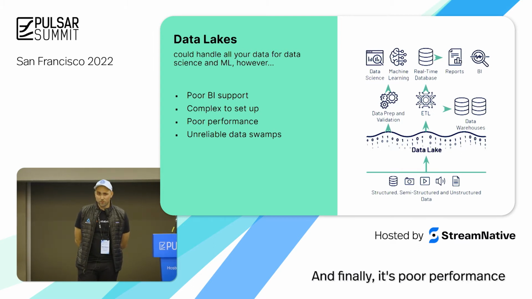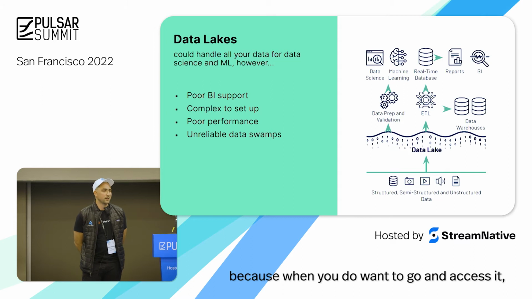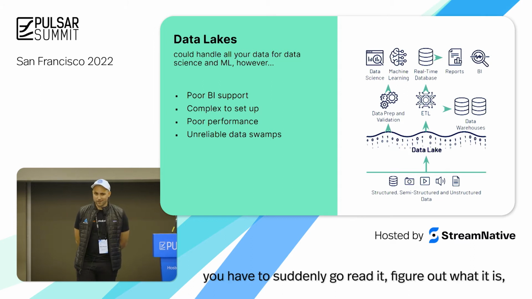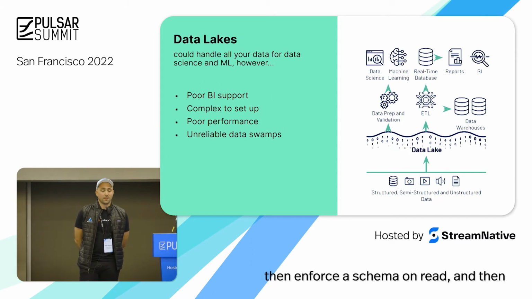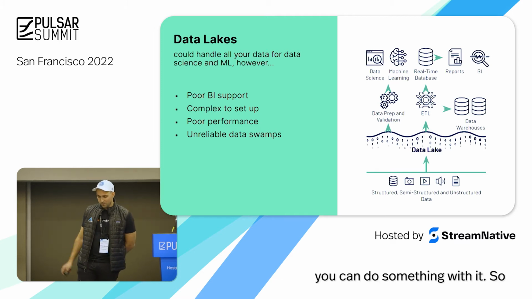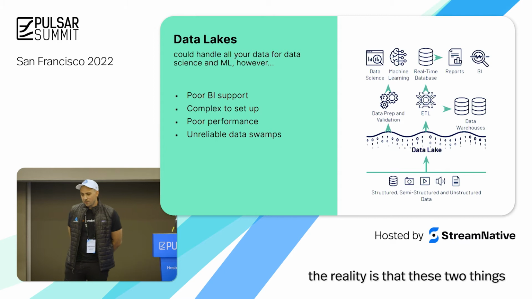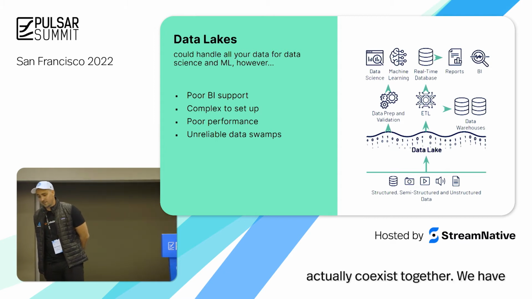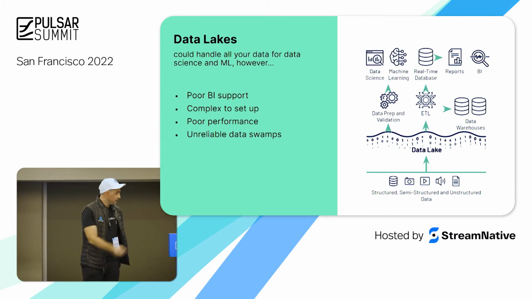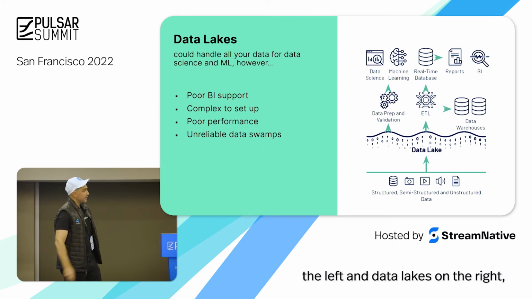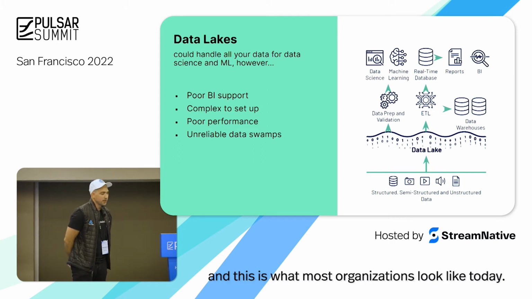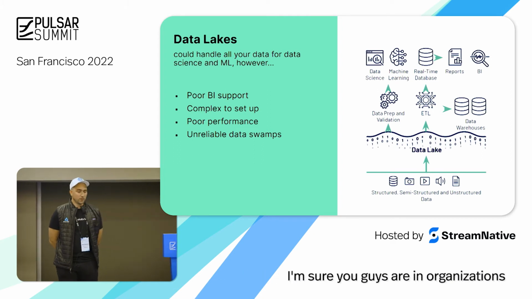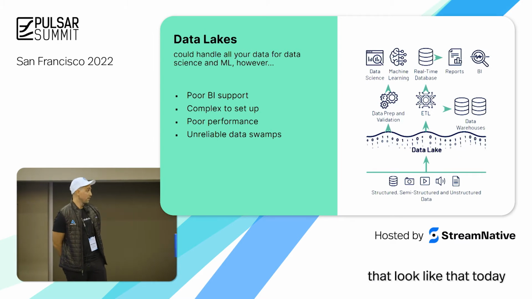Finally, it's poor performance because when you do want to go and access it, you have to suddenly go read it, figure out what it is, then enforce a schema on read, and then you can do something with it. So the reality is that these two things actually coexist together. We have data warehousing on the left and data lakes on the right. And this is what most organizations look like today. I'm sure you guys are in organizations that look like that today. And even Databricks is like that today.